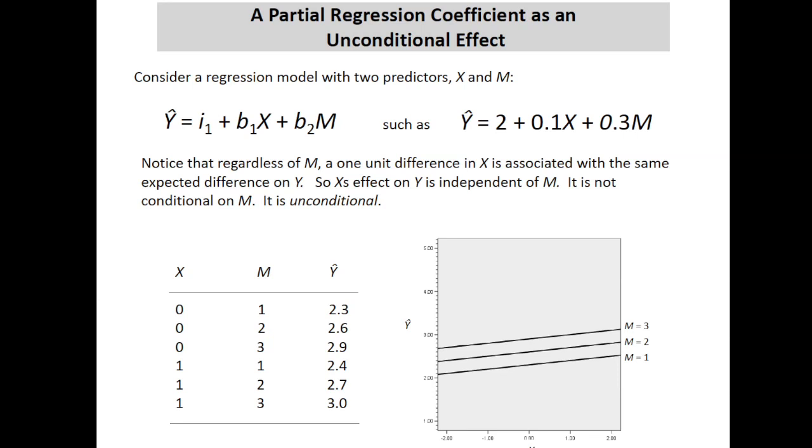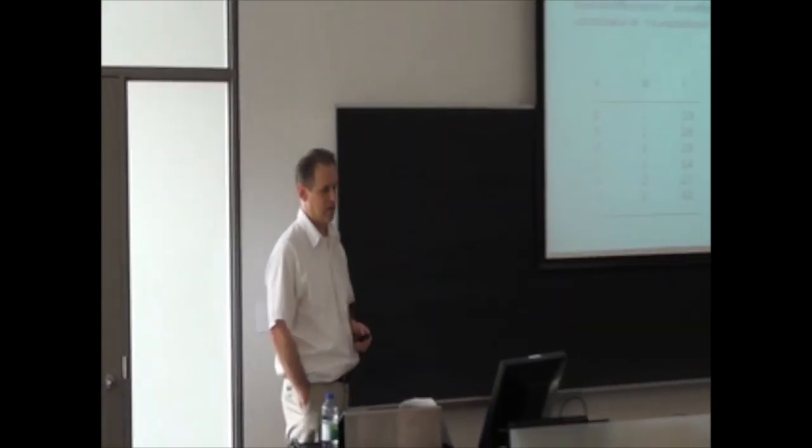In this case, B1 is the coefficient for X, or 0.1. As you change X by 1 unit, Y hat increases by 0.1 units, regardless of which value of M you choose. So we would say X's effect is independent of M. It doesn't matter which value of M. So B1 is an unconditional effect. It's not conditioned on the value of M, or any other variable in the model. There's only one other variable in this model in this case. Now that's a bad property if you're interested in moderation, because moderation means the opposite, that a variable's effect is contingent on another variable in the model.